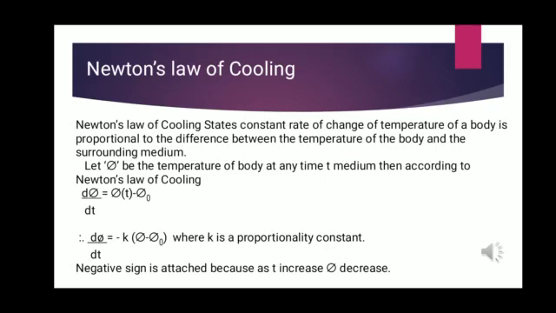Then according to Newton's law of cooling, d theta upon dt is proportional to theta minus theta 0. So d theta upon dt is equal to minus k bracket theta minus theta 0, where k is a proportionality constant. The negative sign is added because as t increases, theta decreases.